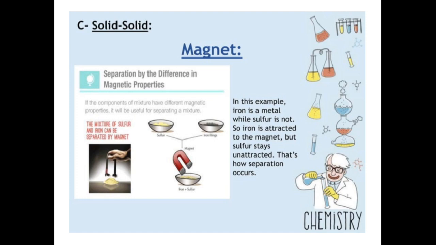A typical example is when you have iron filings and sand, or iron filings and sulfur. What you do is bring a magnet towards that mixture. The iron filings will be attracted to the magnet, leaving the sulfur behind, and that's magnetic separation, used to separate magnetic substance from non-magnetic substance.